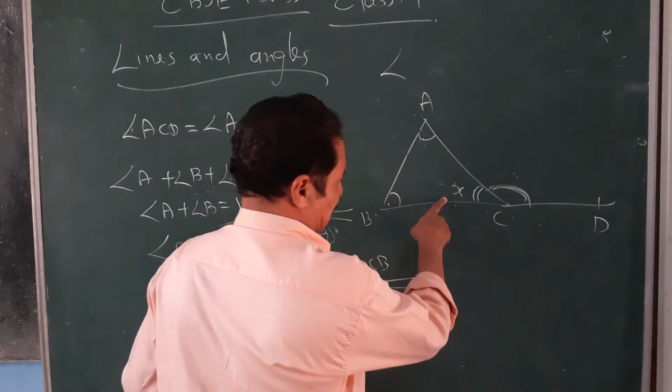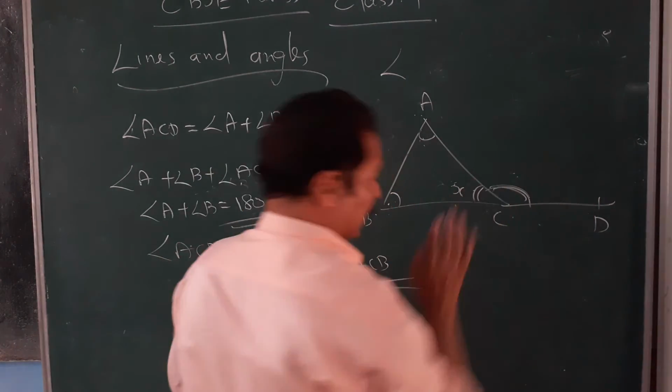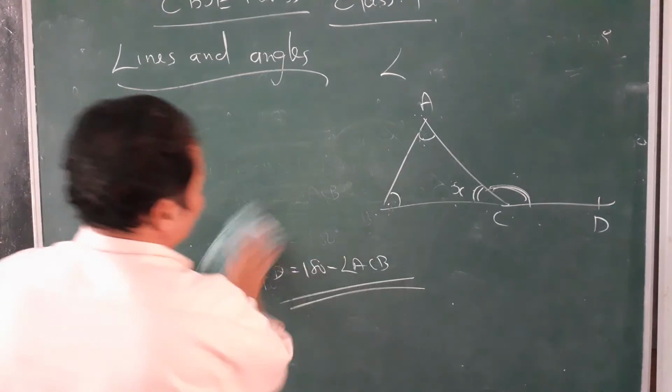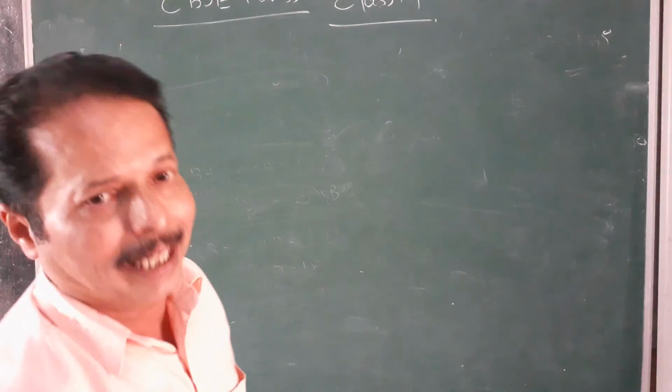Otherwise, if angle ACB is x, angle A plus angle B equals 180 minus x. Angle ACD is also 180 minus x. Therefore, they are equal. That is, the sum of the interior opposite angles is equal to the exterior angle.